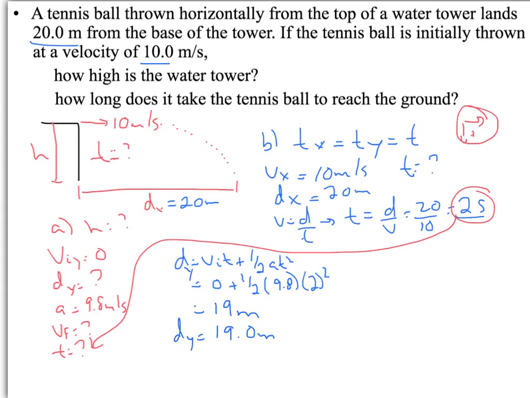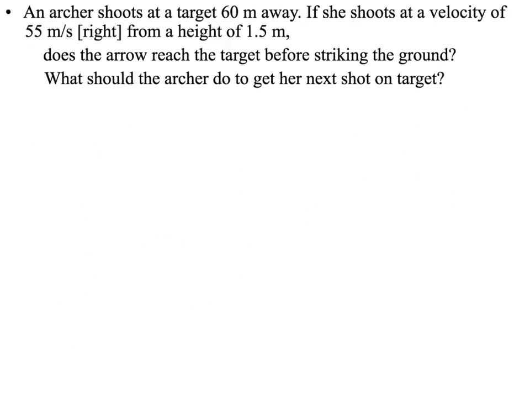So now we have our two answers. We have the height and we have the time. That's obviously the answer to B, and that's the answer to A. An archer shoots at a target 60 meters away. If she shoots at a velocity of 55 meters per second right from a height of 1.5 meters, A, does the arrow reach the target before striking the ground? And B, what should the archer do to get her next shot on target?